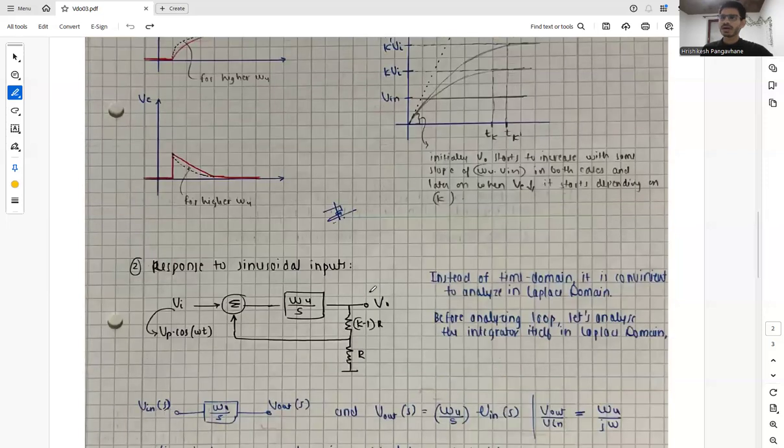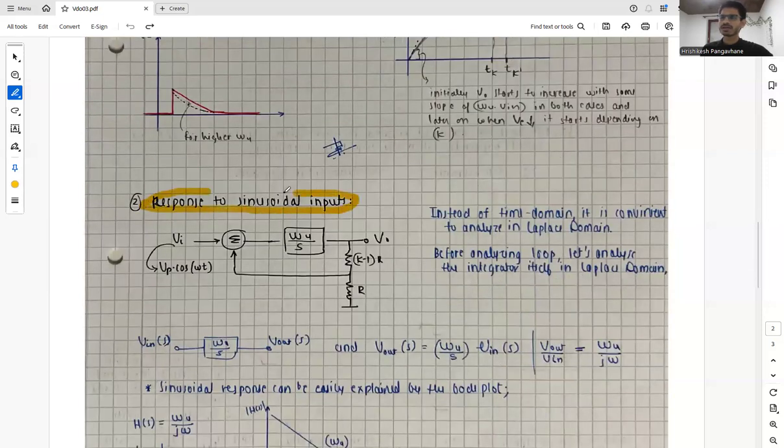And now let's talk about the second parameter, or the second analysis, which is the response of our system to sinusoidal inputs. So instead of the time domain, it is convenient to analyze this kind of response in the Laplace domain. Before analyzing the complete loop, let's analyze how our integrator itself behaves in the Laplace domain. So this is our integrator presented in the Laplace domain. We have Vin of S and Vout of S.